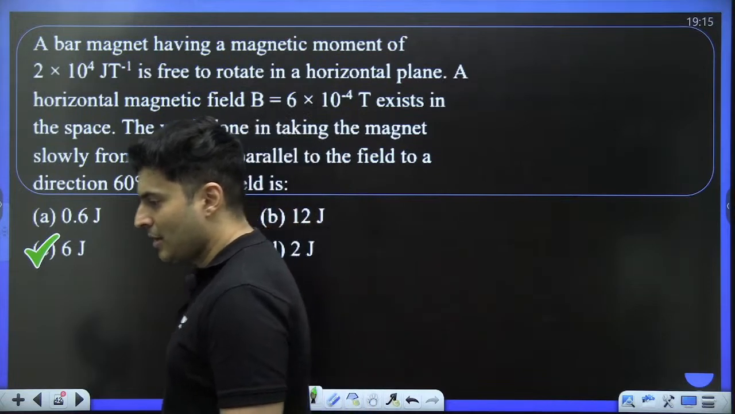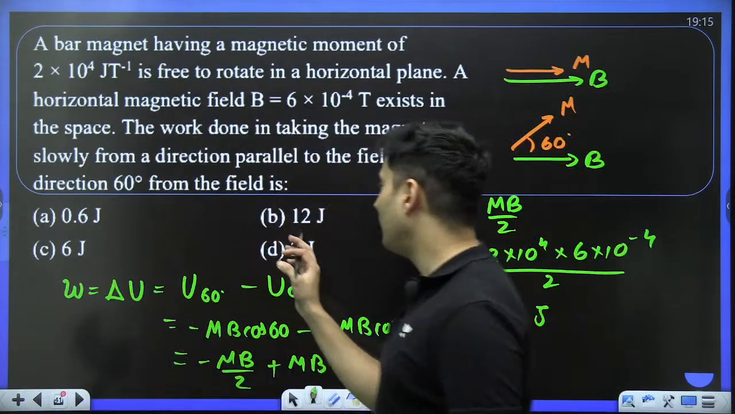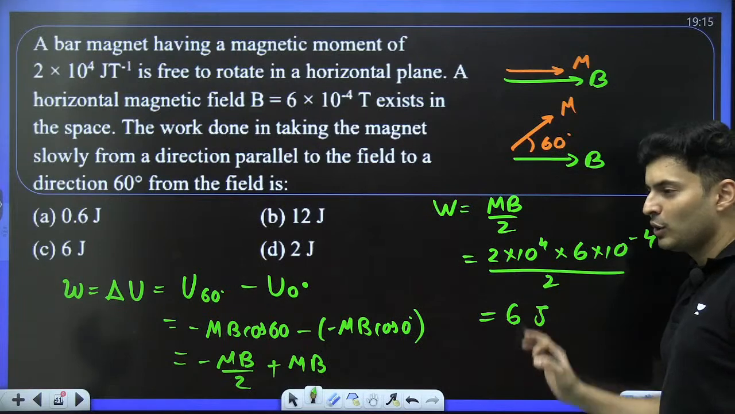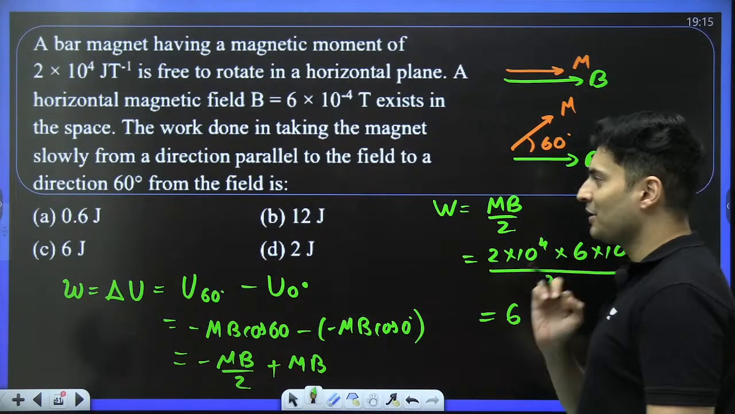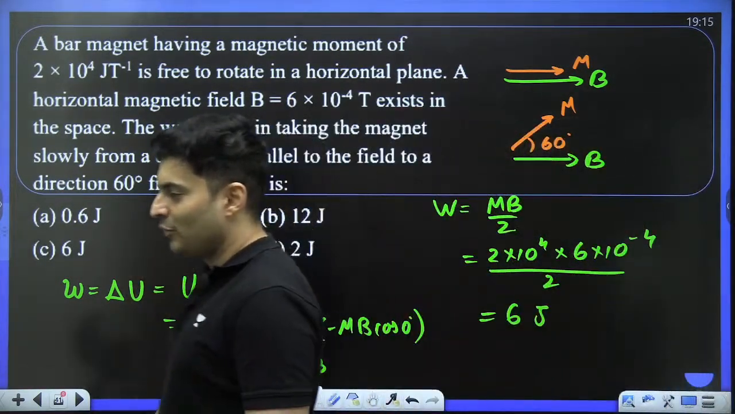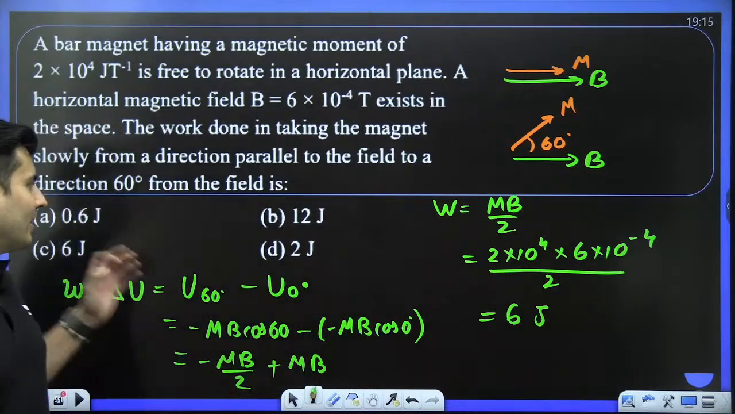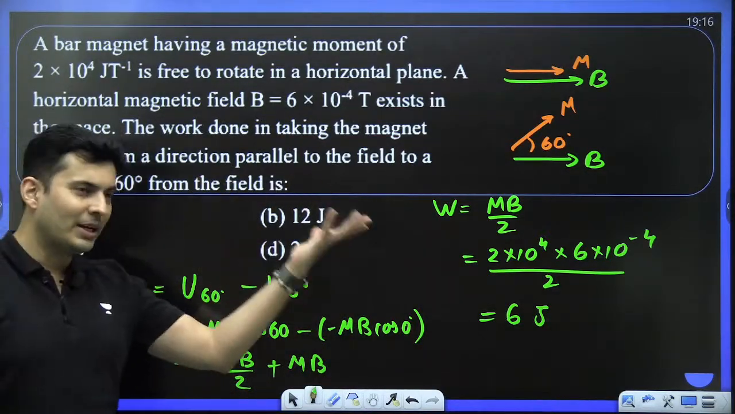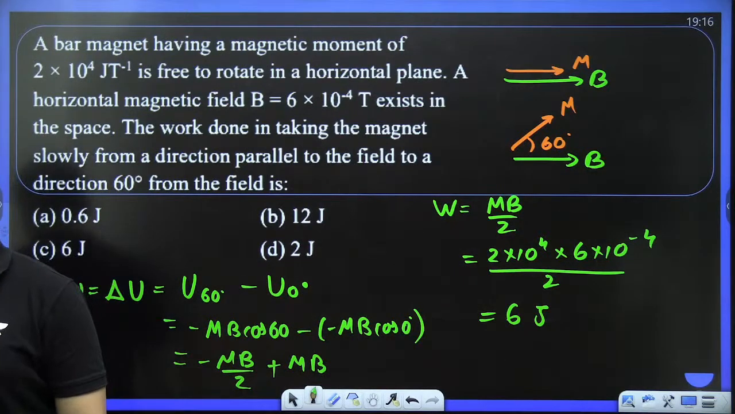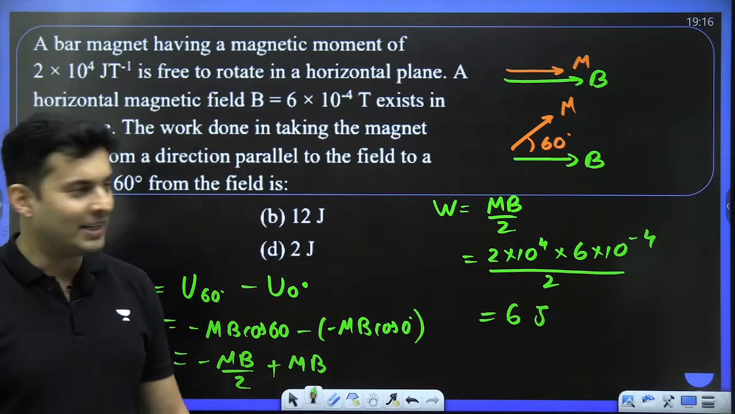Yep, Priyanka. No, Naveen, it is not B. You missed that 2 part. I think you forgot to divide it by 2. Answer is not 12, it is 6 joules. If you make a mistake in decimals, you might get it as 0.6. If you do something else, you might get it as 2 joules also. Okay, cool. Understood? Perfect. Let's move ahead to the next question.